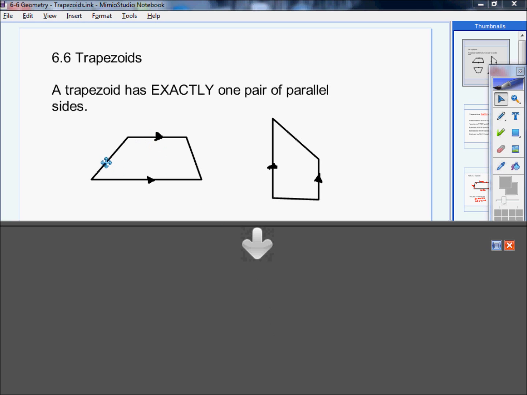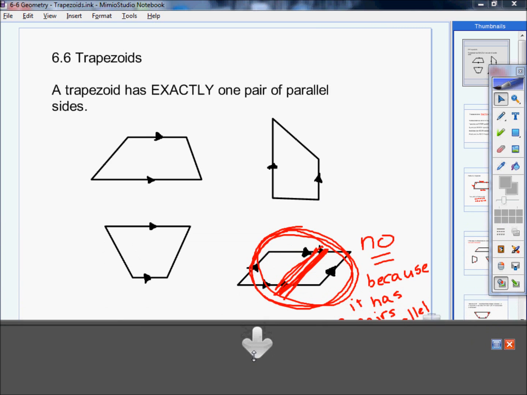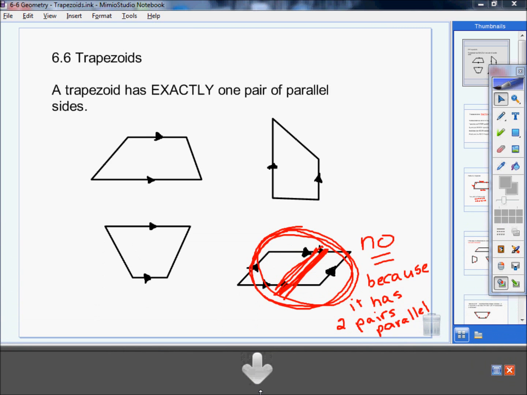These two sides that are not parallel do not have to be the same length. They can be, they don't have to be. But you have to have exactly one pair. Question? So you can have like two? You cannot have two. As a matter of fact, let's make that very clear. Okay? This is still a trapezoid.